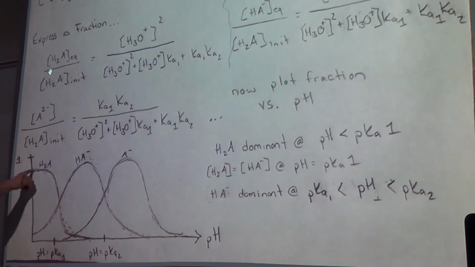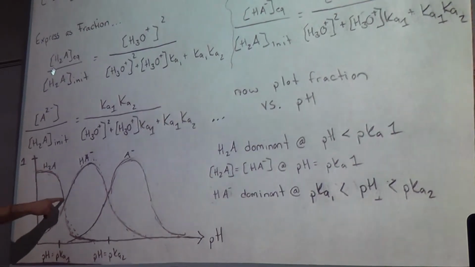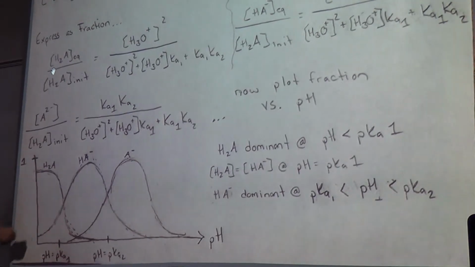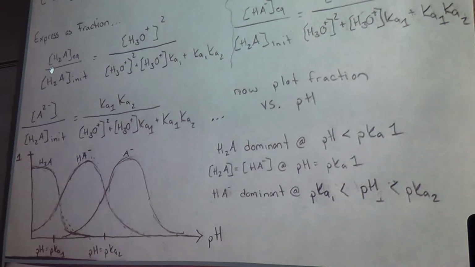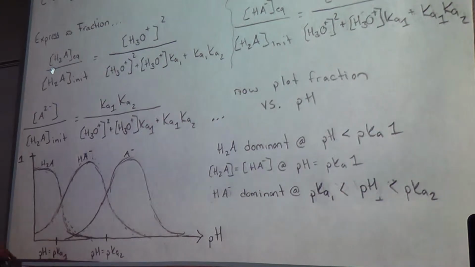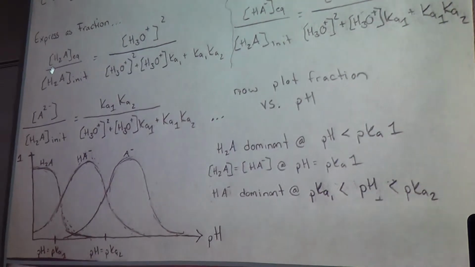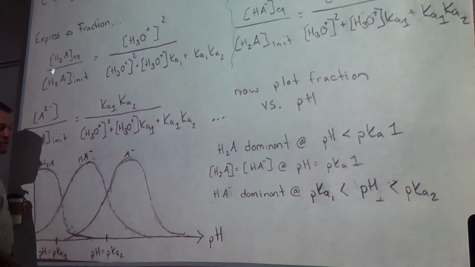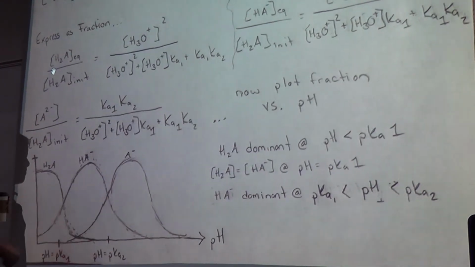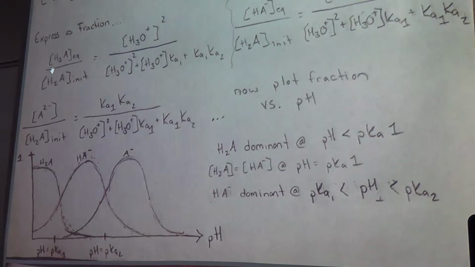So you plot all of these fractions on a graph relative to each other. You see that at some point, when pH is equal to pKa1, the concentration of H2A is equal to concentration of HA minus. Anywhere below that in pH, species H2A dominates. Between pKa1 and pKa2, species HA dominates. And then once pH is larger than pKa2, species A minus ends up dominating. At pH equal to pKa2, the concentrations of HA minus and A minus end up being equal.